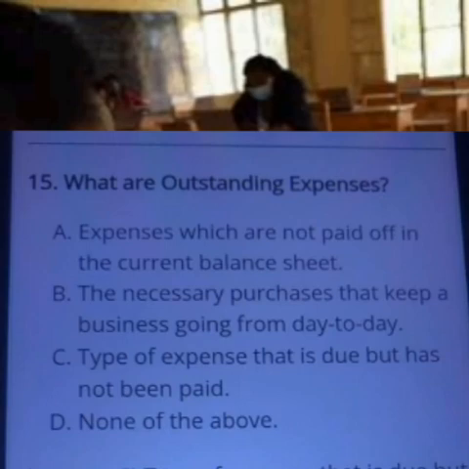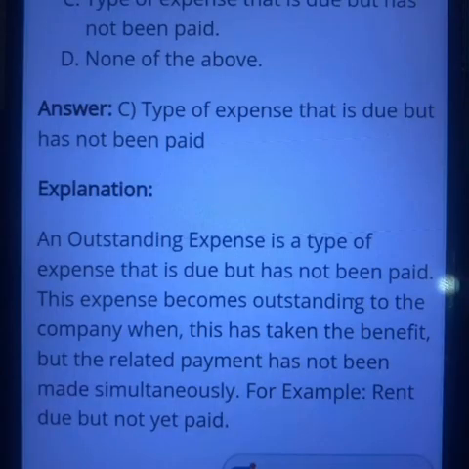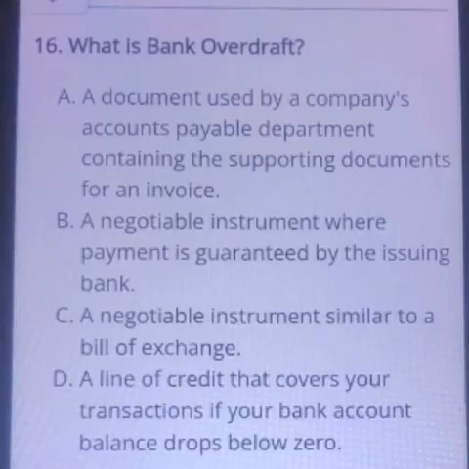None of the above. The true answer is C. Type of expense that is due but has not been paid. Question number 16. What is bank overdraft?